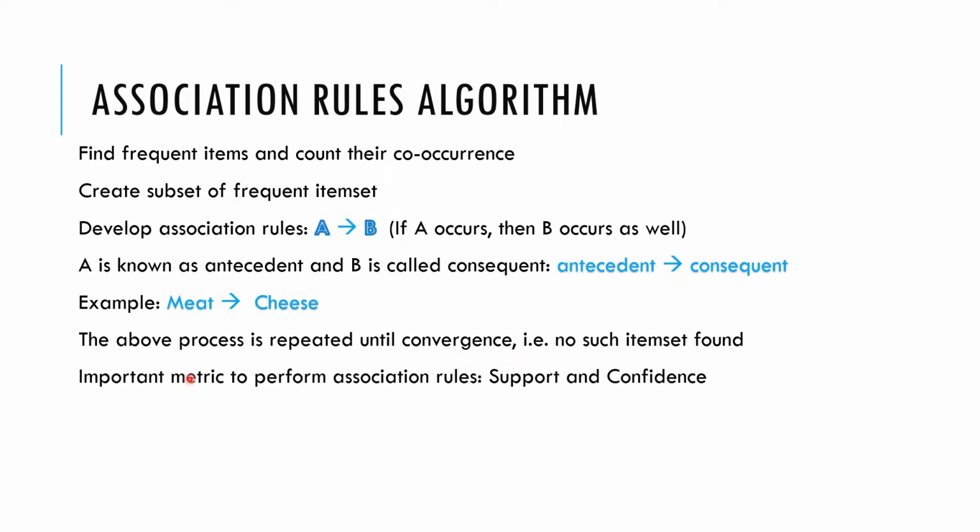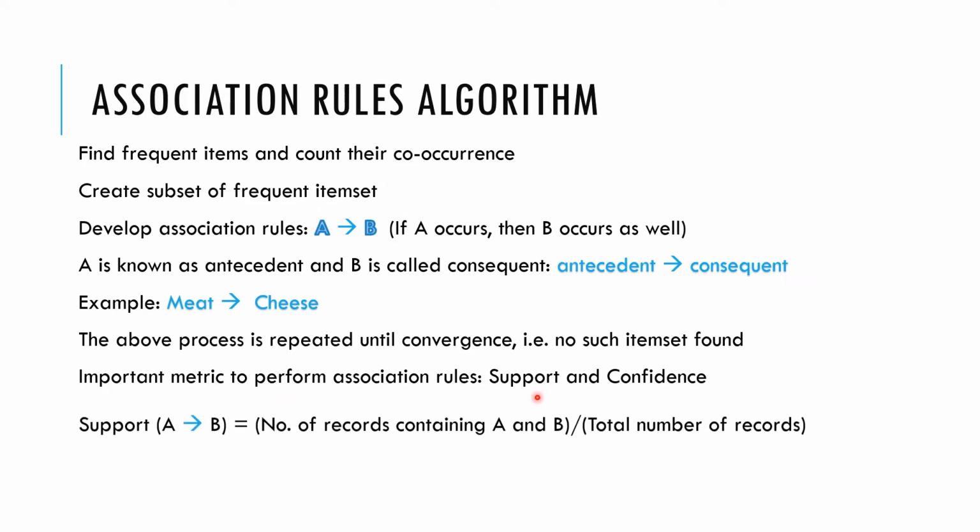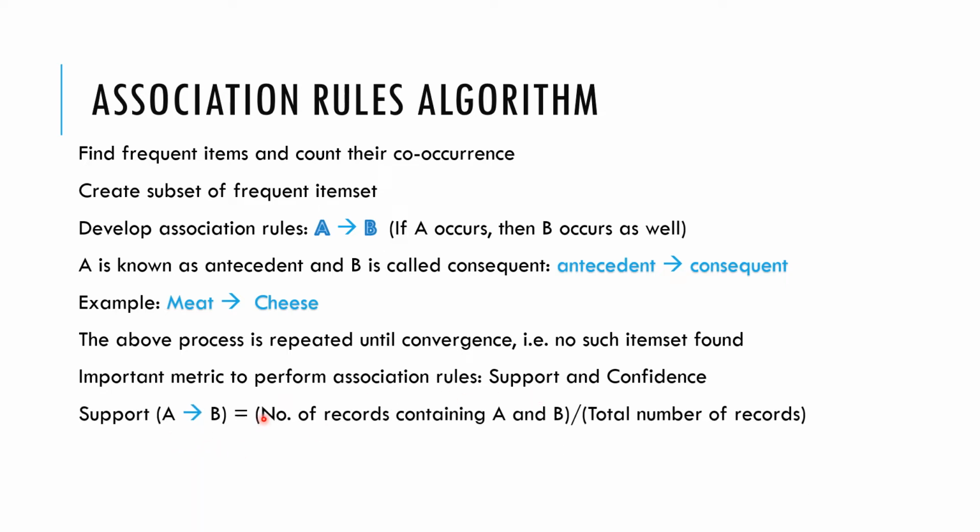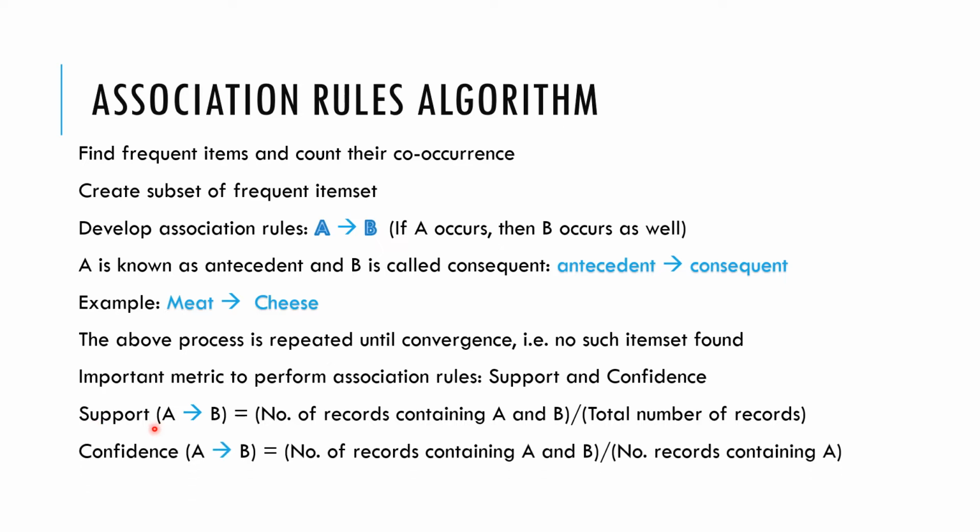So this is how it works. Important metrics to perform association rules are support and confidence. What is support? A is the antecedent and B is the consequent, right? So the number of records containing A and B together in the entire data set, divided by the total number of records. That becomes your support.